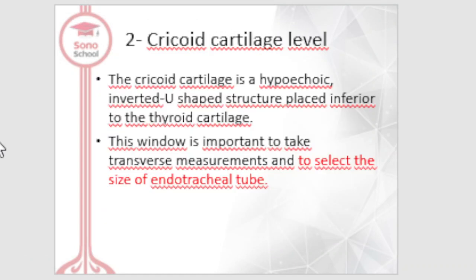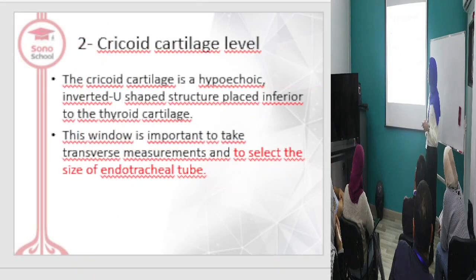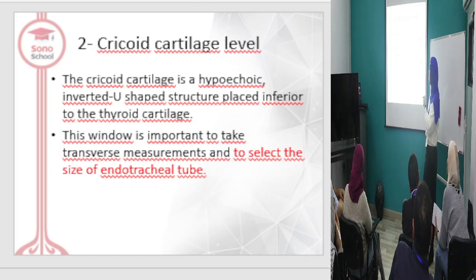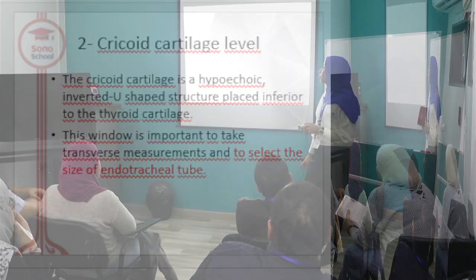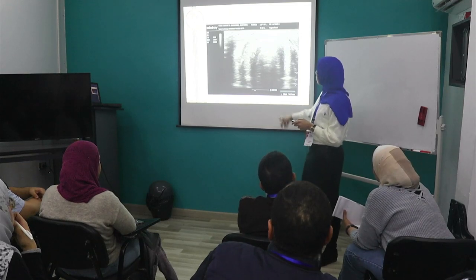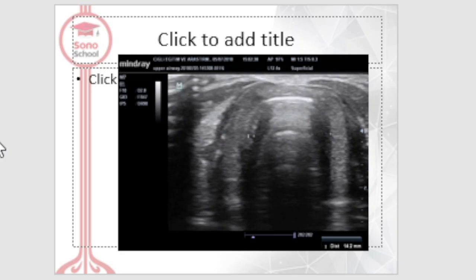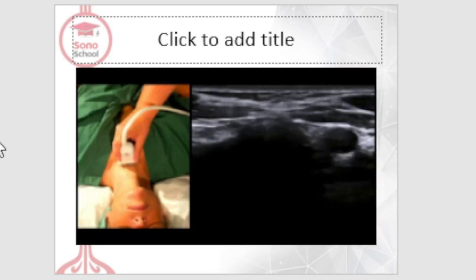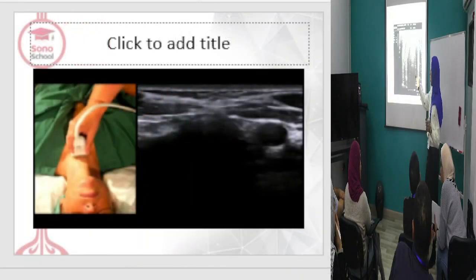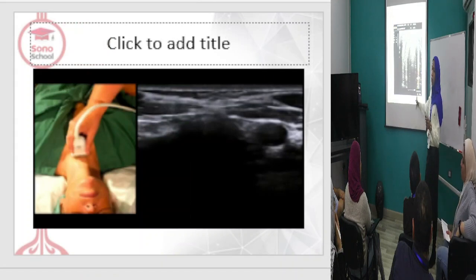I think the video is not working. Cricothyroid level, at this level, it looks like a hypoechoic inverted U-shaped structure placed just below the thyroid cartilage, and at this window take transverse measurements to select the size of the endotracheal tube, by measuring the diameter.